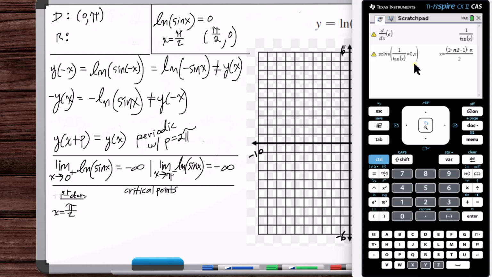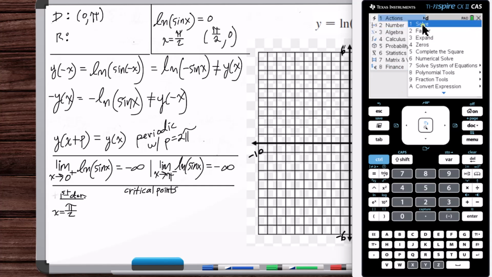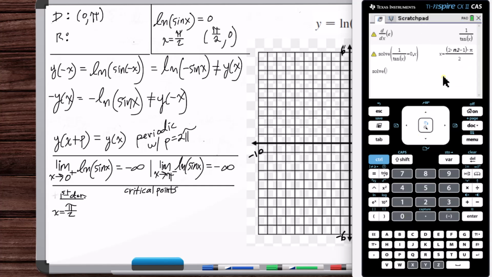Now, can tangent of x ever be equal to 0? I think it's only got 0 and pi. So that's not relevant to this here. Tangent of x equals 0 for x.